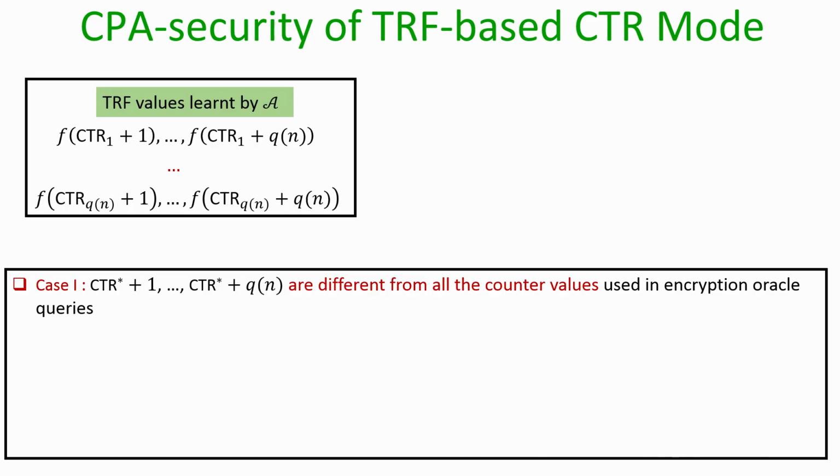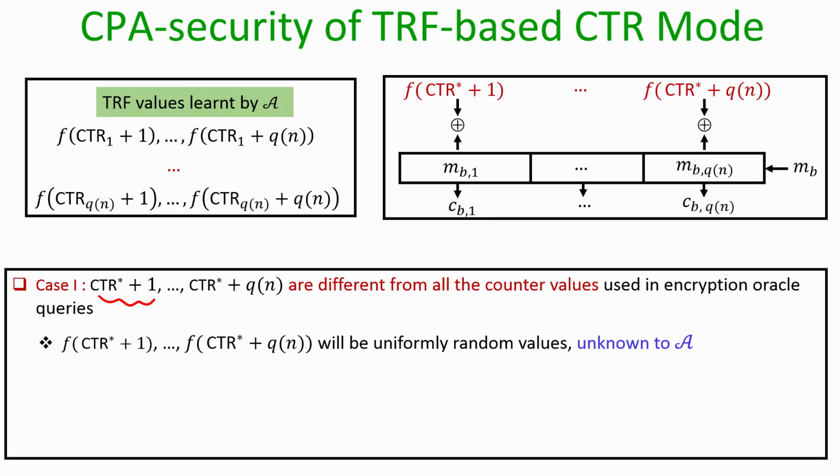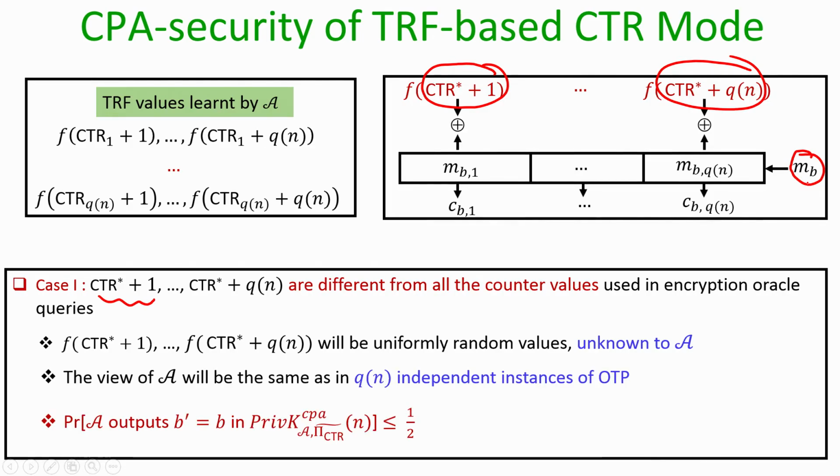So, we are in the case when the counter values, namely counter star plus 1, counter star plus 2 and so on, which are actually used for encrypting the challenge plaintext MB, are different from all the counter values which have been used to respond to the adversary's encryption oracle queries, right. So, we are in this case. This is the challenge plaintext MB encrypted by evaluating first the truly random function on these counter values, which have not been used so far in any of the encryption oracle queries, to generate the pads, and those pads are XORed with the message blocks of the message MB to generate the ciphertext blocks.